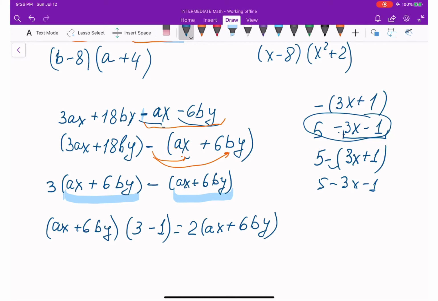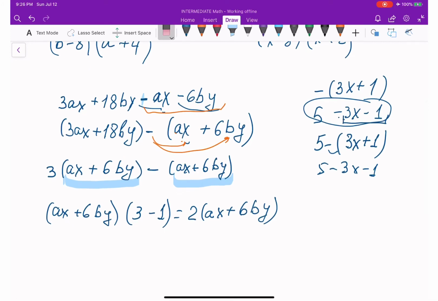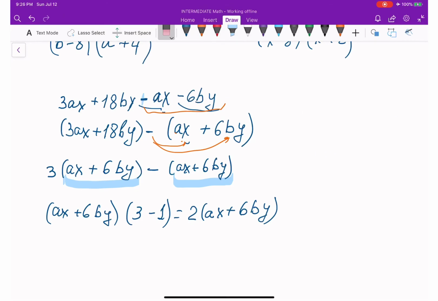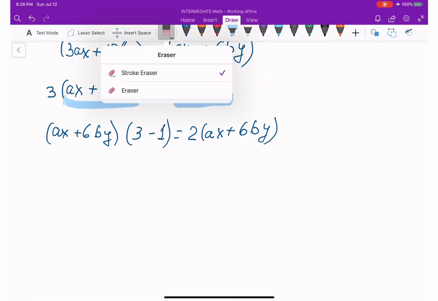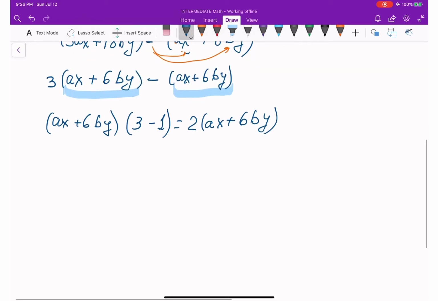Another one with subtraction. Let me clean this. All right? So what do we have? 4ax plus bx minus 12a and minus 3b.